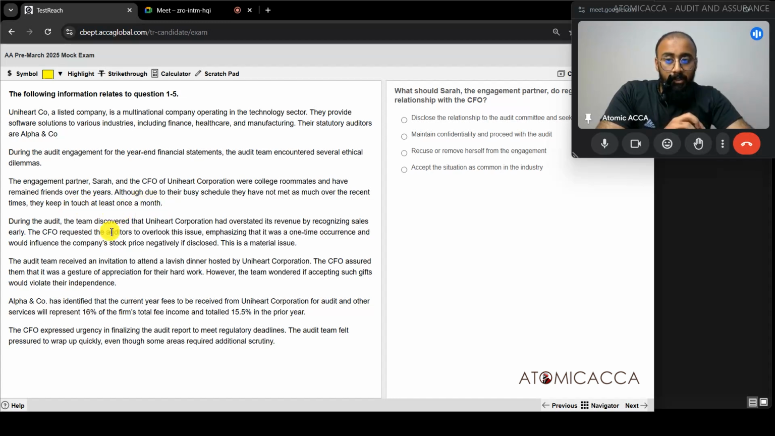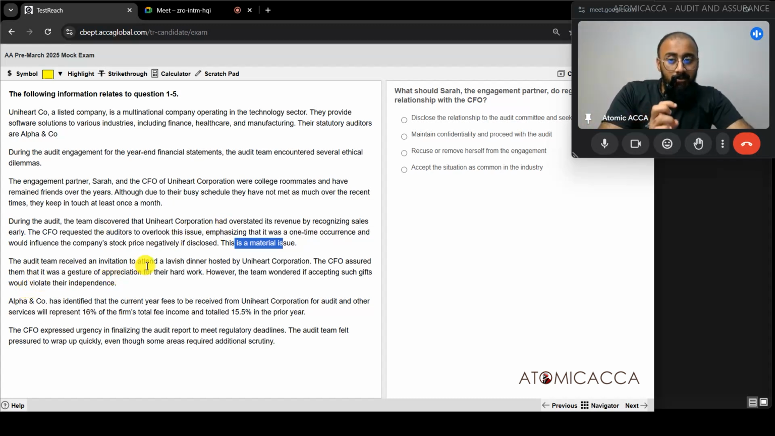During the audit, the team discovered that Unihart Corporation had overstated its revenue. So, the client overstated its revenue by recognizing sales early. The CFO, who is the head of the client company, requested the auditors to overlook this issue. That means the CFO is trying to manipulate the audit team, emphasizing that it was a one time occurrence and would influence the company's stock price negatively if disclosed. This is a material issue. Now they are already giving hints over here. Even if it's a one time occurrence, if it's material, this needs to be adjusted. Early recognition of revenue will cause the share price and profits to be boosted. So not the right thing to do.